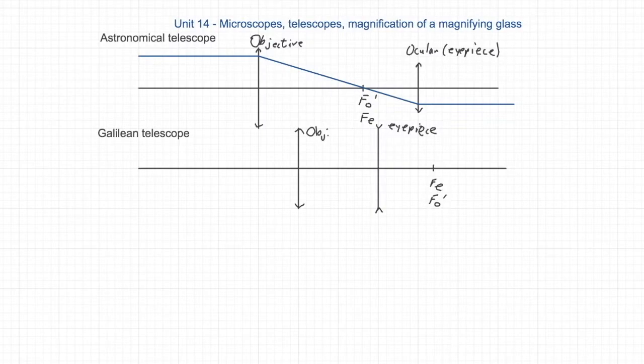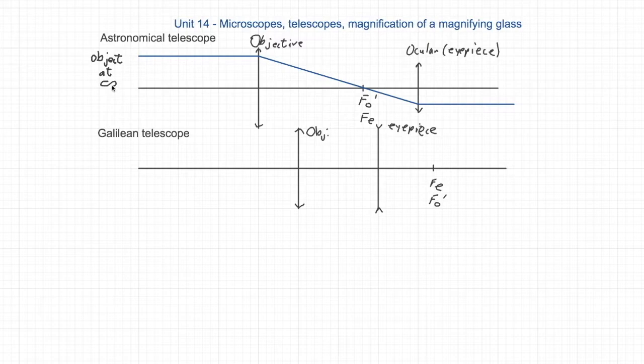So the top has a ray tracing through an astronomical telescope with the objective lens on the left and the ocular or eyepiece on the right. And you'll notice that the secondary focal point of the objective lens is in the same place as the primary focal point of the ocular.